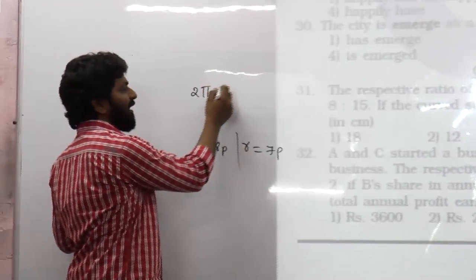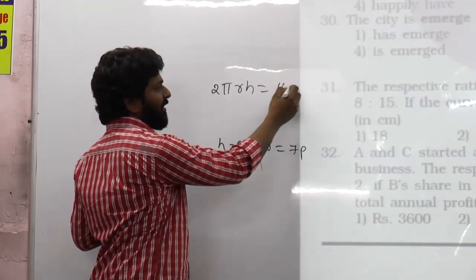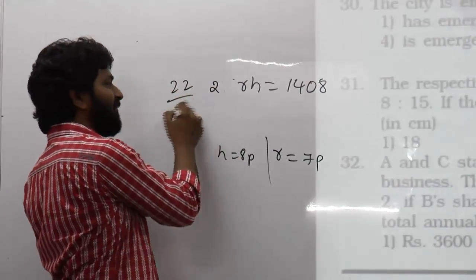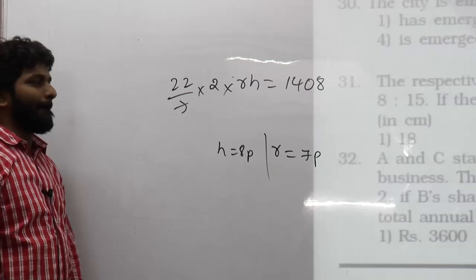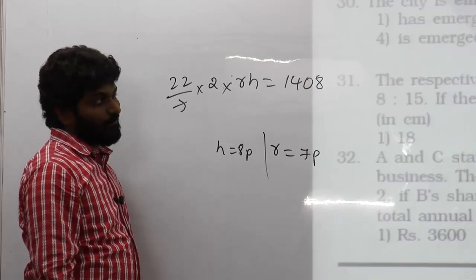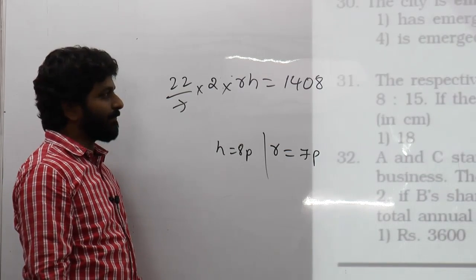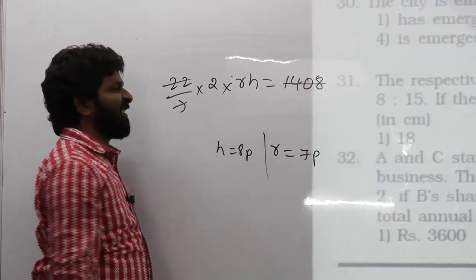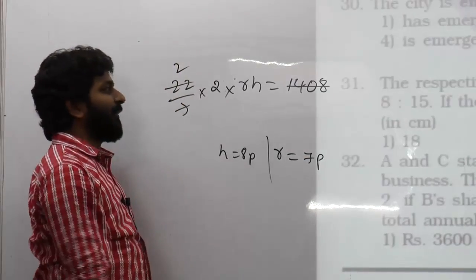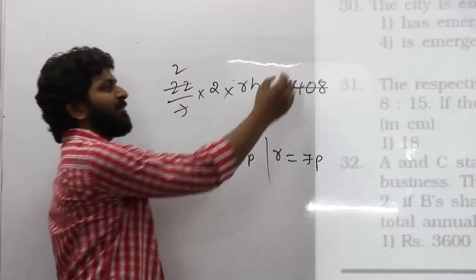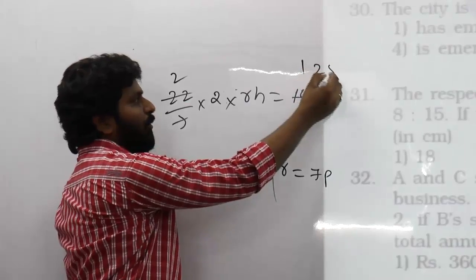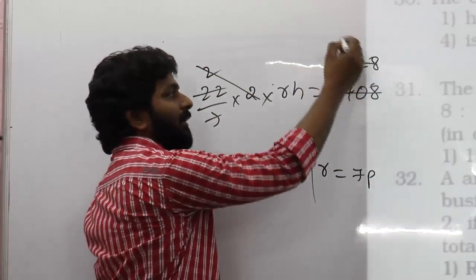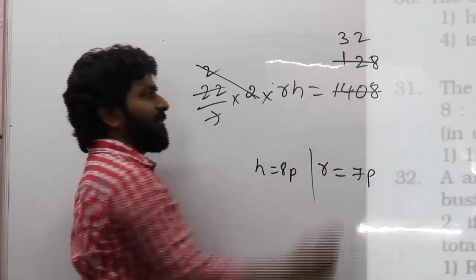2 pi r h is 1408. Pi, that is 22/7. 22, how many times? Not satisfied. Wait. Cancellation with 11, 2 times. 1, 2, 8. Here you have 4, 30, 2 times.